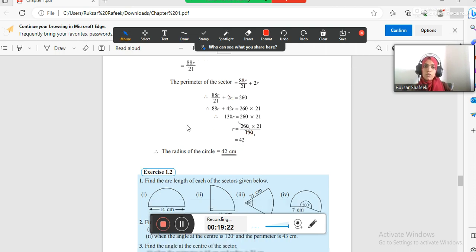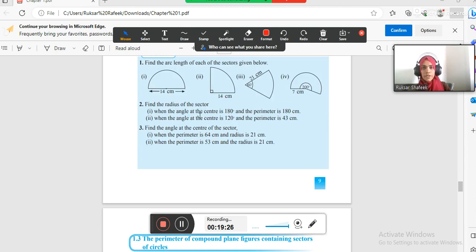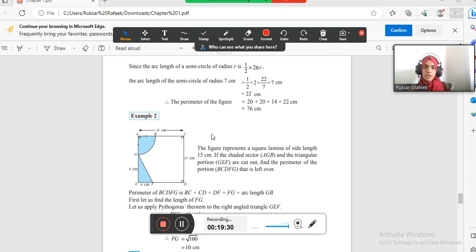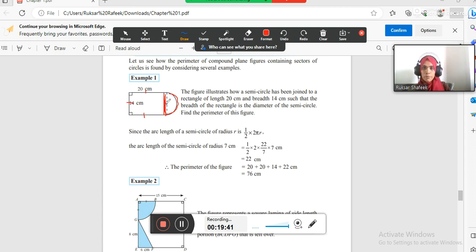So moving to the exercises here, they have a few questions where you need to find the angle and the perimeter. And here they have some compound figures where you have to find the arc length, that is this particular part, and add 20 plus 20 plus 14. Remember, this particular line will not be added because that's not the boundary. That's inside the diagram and not at the boundary level. So that will not be added there.